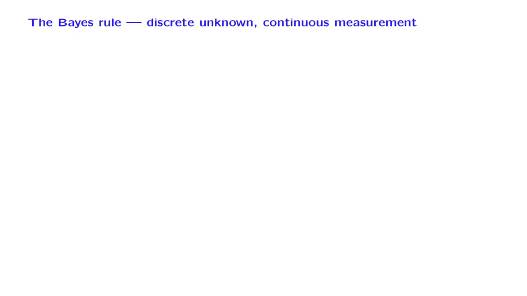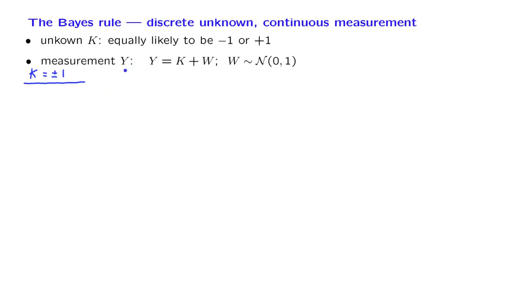We will now use the Bayes rule in an important application that involves a discrete unknown random variable and a continuous measurement. Our discrete unknown random variable will be one that takes the values plus or minus 1 with equal probability. And the measurement will be another random variable y, which is equal to the discrete random variable, but corrupted by additive noise that we denote by w. So what we get to observe is the sum of k and w.